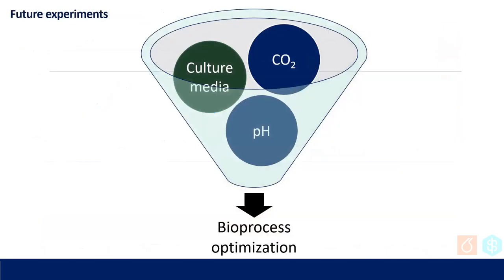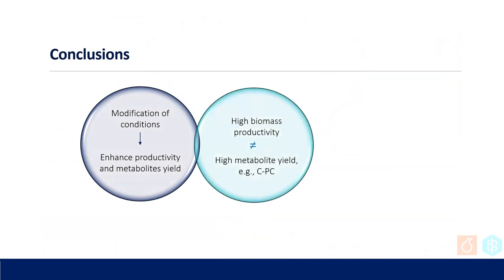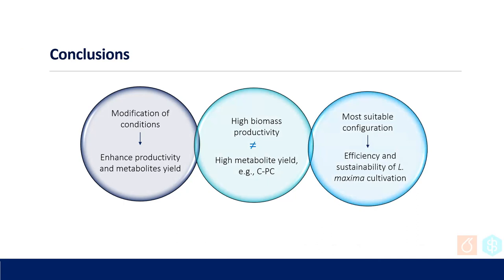Some other experiments will be focused on culture media, carbon dioxide, and also pH. One more time, what we want to achieve in this stage of the project is just to optimize the whole cultivation bioprocess. So to conclude this presentation, first of all, the modification of these conditions will aim to enhance the productivity and metabolite yield. High biomass productivity doesn't always mean that we will have high metabolite yield, in the case of phycocyanin and the light experiment. And finally, we want to have the most suitable configuration to have a very efficient and sustainable cultivation of these microalgae.